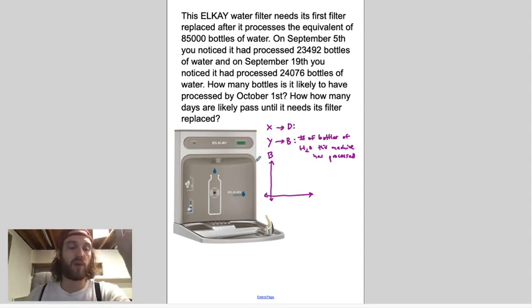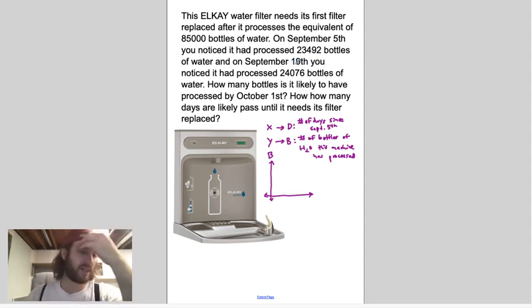Now, the problem is we don't know when it was installed. So we can't go from the very beginning. We kind of have to go from our starting point. So what we'll say is, let's let D represent the number of days since September 5th. September 5th was the first day that we checked. So that is going to be our kind of starting point for our graph. So D will be down here on the horizontal axis.